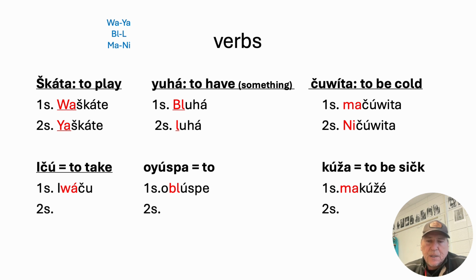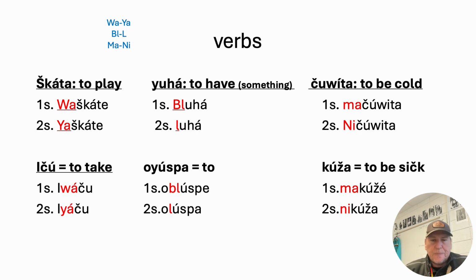Kuja, to be sick. First person singular, makuje. When it's ma for "me" or "I," it's ni for "you." Okay, so let's fill them in. Take a second to look at those and what would they be.